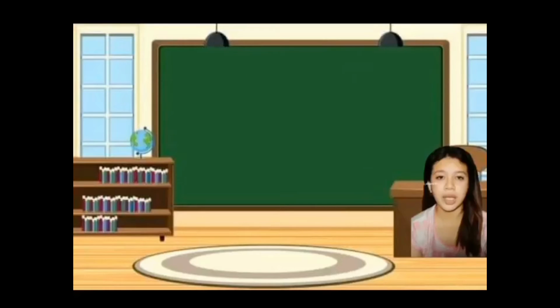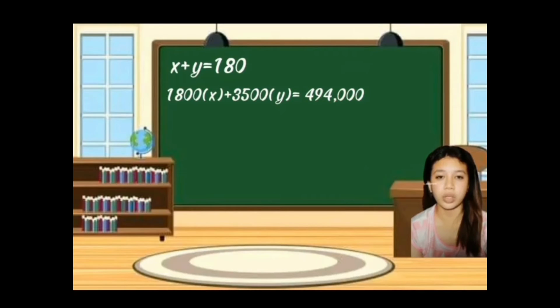Now we make equations based on the problem. We have 180 passengers, and x and y are unknown. The total of all passengers is 180, and that is our first equation: x plus y is equal to 180.